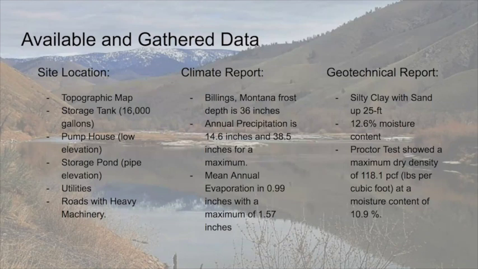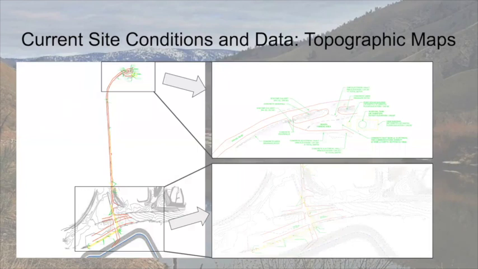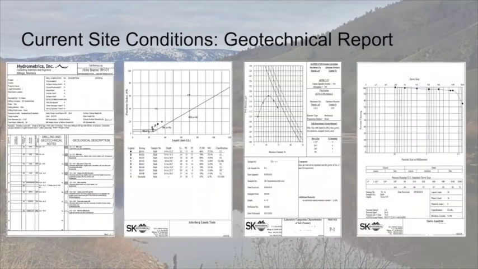Granted that the client wanted to keep it closed for the public, we estimated around Billings, Montana for a lot of our climate data. Additionally, we received a geotechnical report on the layers of whether it was clay, sand, or what type of soil we were dealing with. Next is a view of the topographic map that we were given, and then the geotechnical report, from which we didn't have to use too much information.